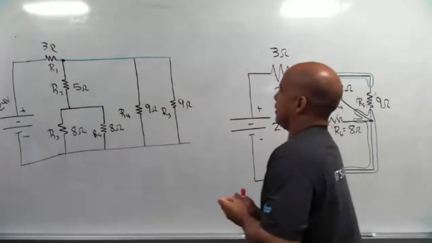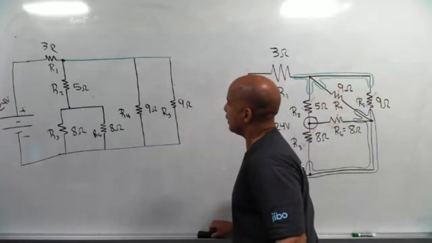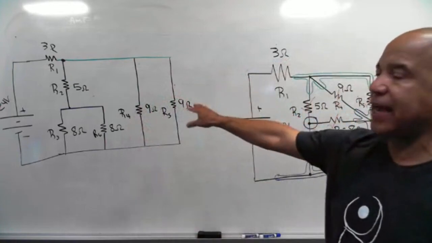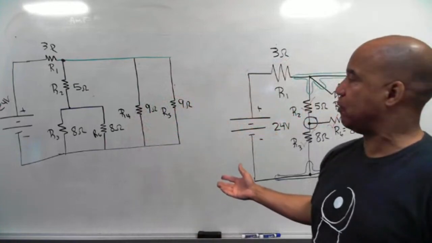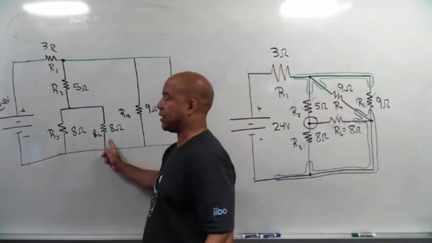So you can clean it up a little bit and cut the wires off, make it look nice. But compare this picture to this picture. It's as clear as day over there: what's in series with what, what's in parallel with what. You can clearly see that R3 and R6 are in parallel.